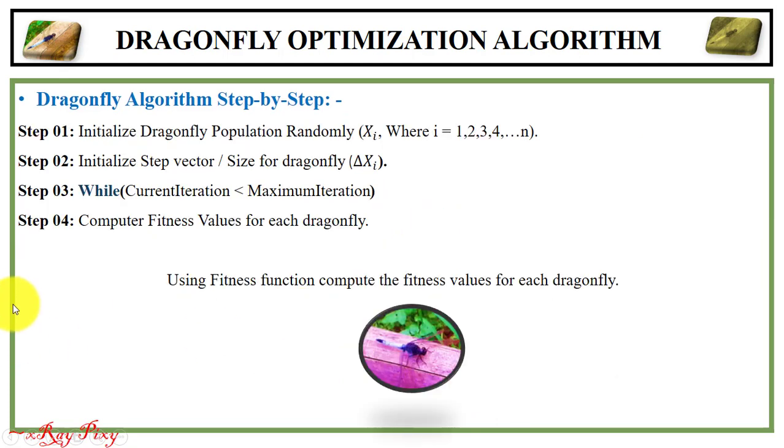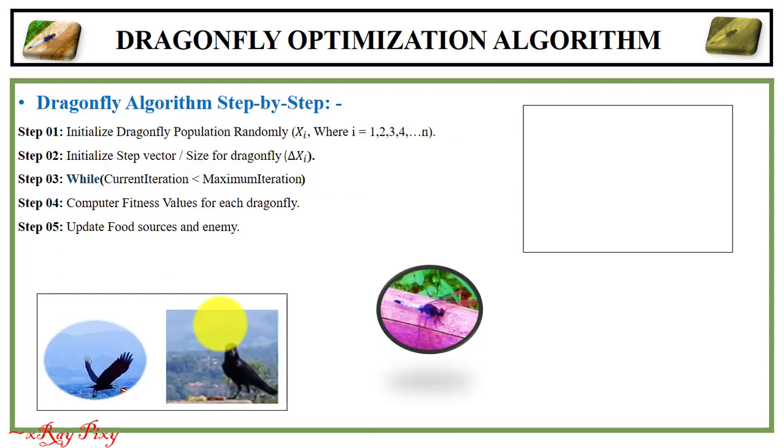In the next step, we will compute the fitness value for each dragonfly. You can use a fitness function from the research paper, and using this function we have to compute the fitness value for each dragonfly. After that, in the next step, we will update the food sources and the enemy for the dragonfly.